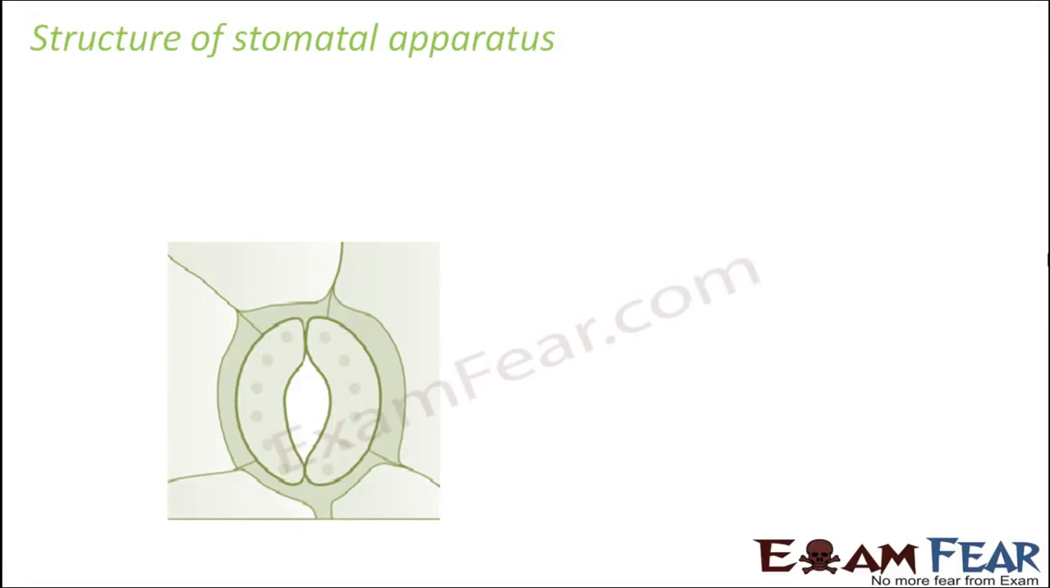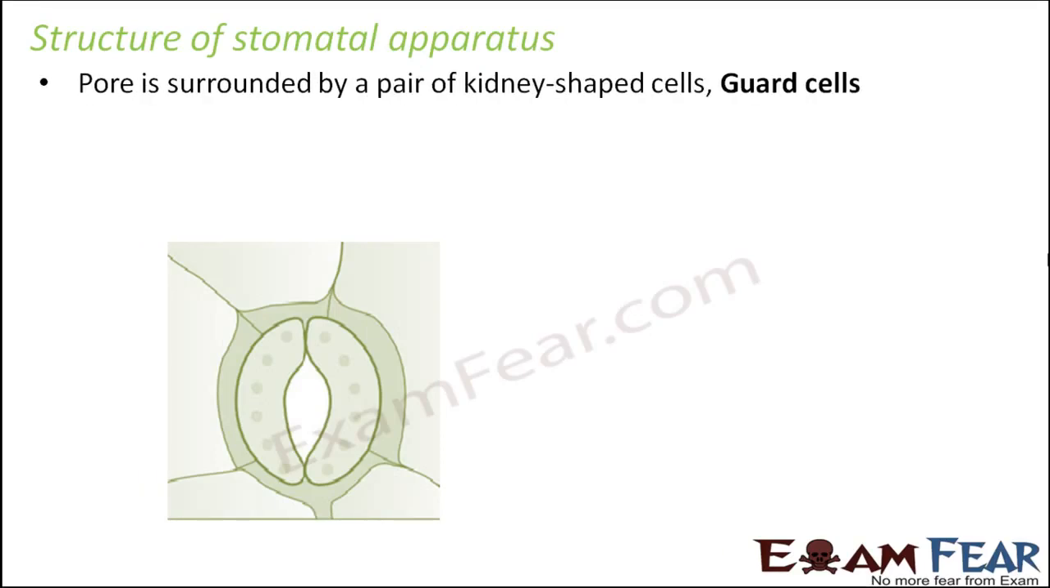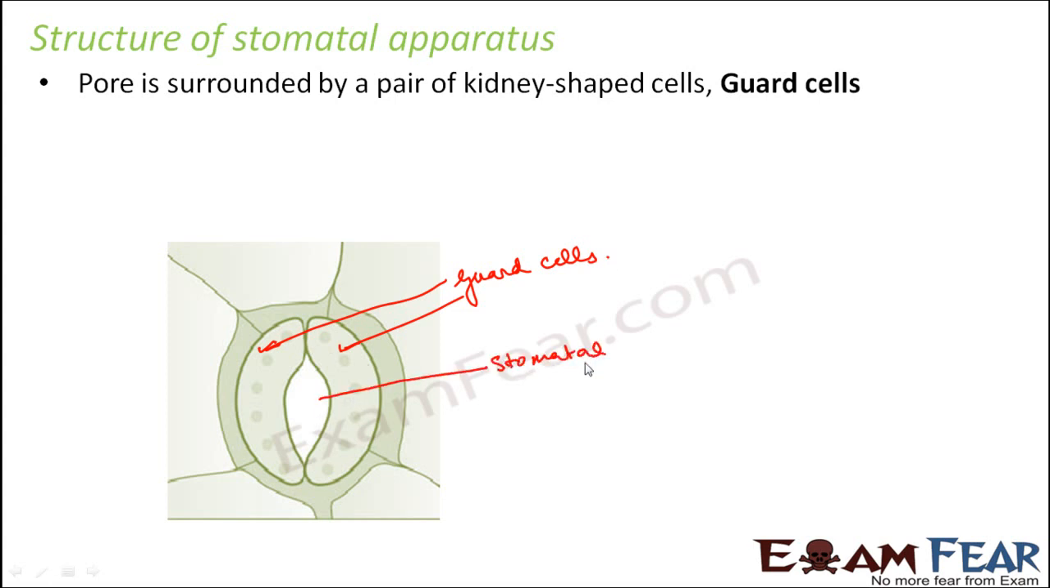Now let us have a look at the structure of the stomatal apparatus. How is the structure of stomata? The stomata is nothing but a small pore or a hole which is surrounded by a pair of kidney-shaped cells. These are also known as guard cells, because they act like bodyguards to the small pore, and this pore is the stomatal pore. When you talk about these guard cells, their outer walls are thin, but the inner walls are thick. Because of this property, they help in opening and closing of stomata.